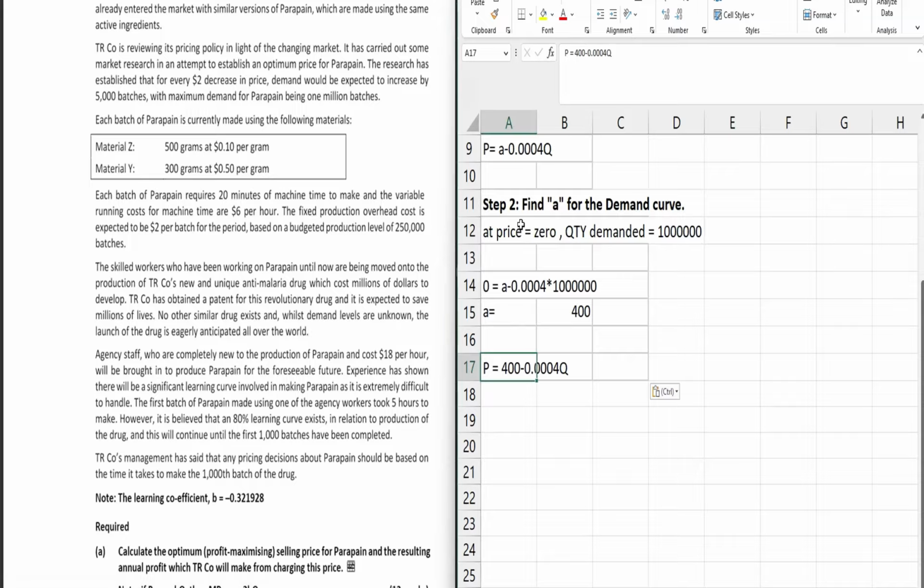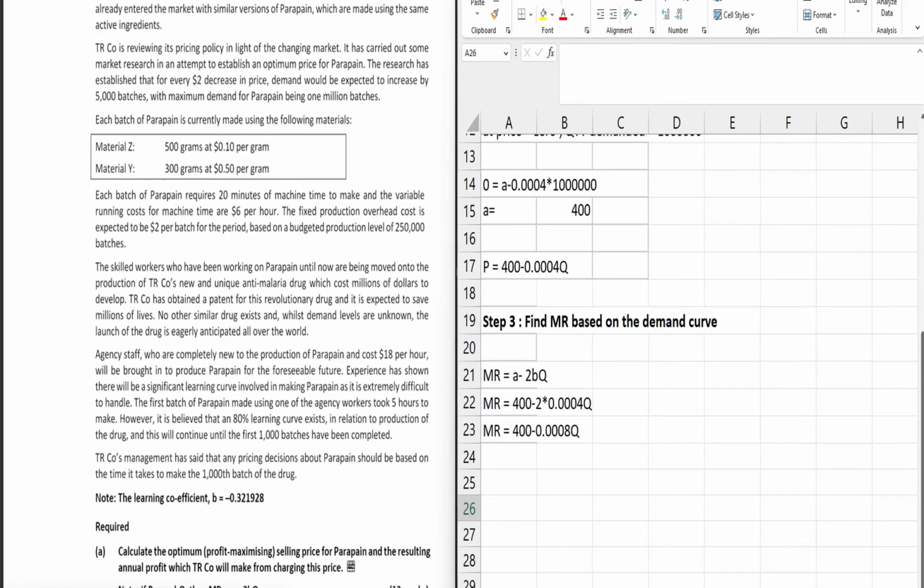And so now we will substitute this p equal to 0 and q equal to 1 million back into the step 2 equation which we have done earlier. So now we will get the value of a. If we substitute p equal to 0 and q equal to 1 million, we will get the value of a equal to 400. That means at selling price 400 our quantity demanded will be 0. Alright, so now our demand function will be p equal to 400 minus 0.0004 q. Alright, up to here I hope it is clear.